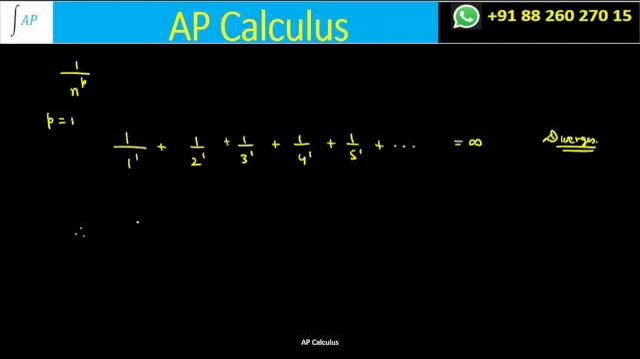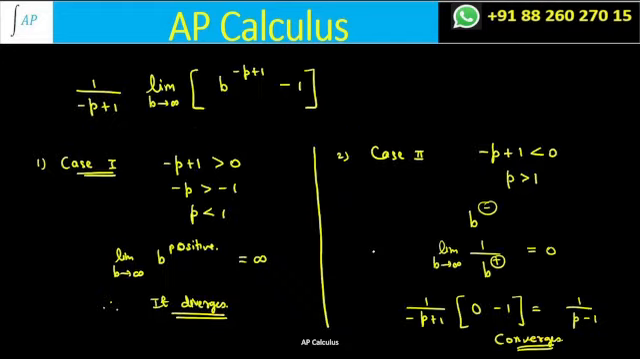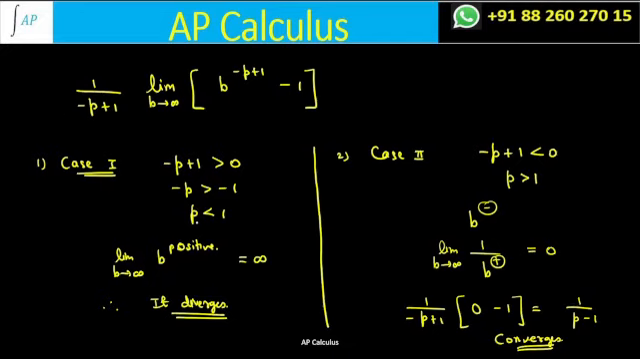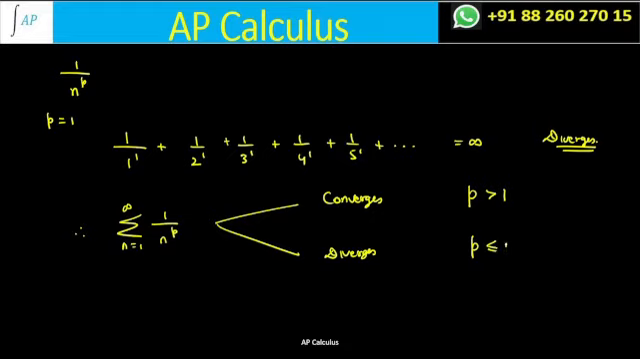Therefore, if we have 1 upon n to the power of p, with n going from 1 to infinity, we have two cases: it converges and diverges. It converges in the case when p is greater than 1, and diverges in the case when p is equal to 1 and when p is less than 1. So for p less than or equal to 1, it diverges. This is the proof for this one.